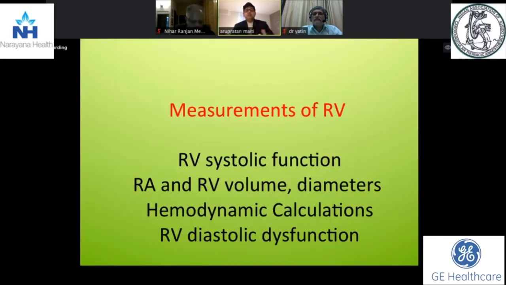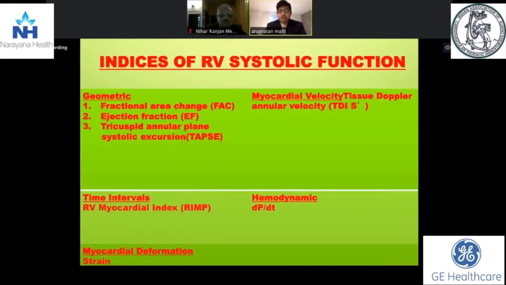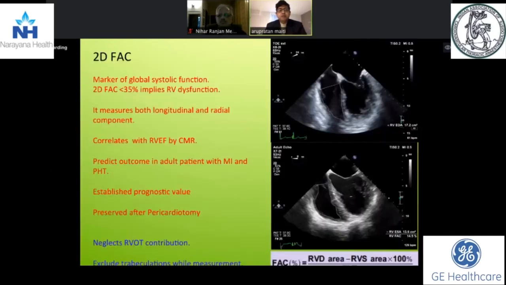So measurements of RV systolic function, RA volume and RV volume, hemodynamic calculations, and RV diastolic function. I'm going to discuss these things next. These are the indices of the RV systolic function. So two-dimensional fractional area change. This is the marker of global RV systolic function. 2D FAC less than 35% implies RV dysfunction.